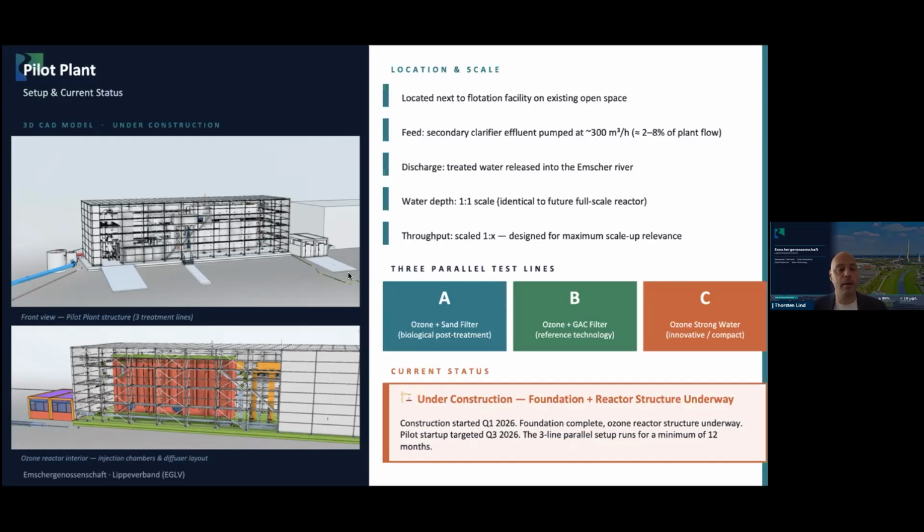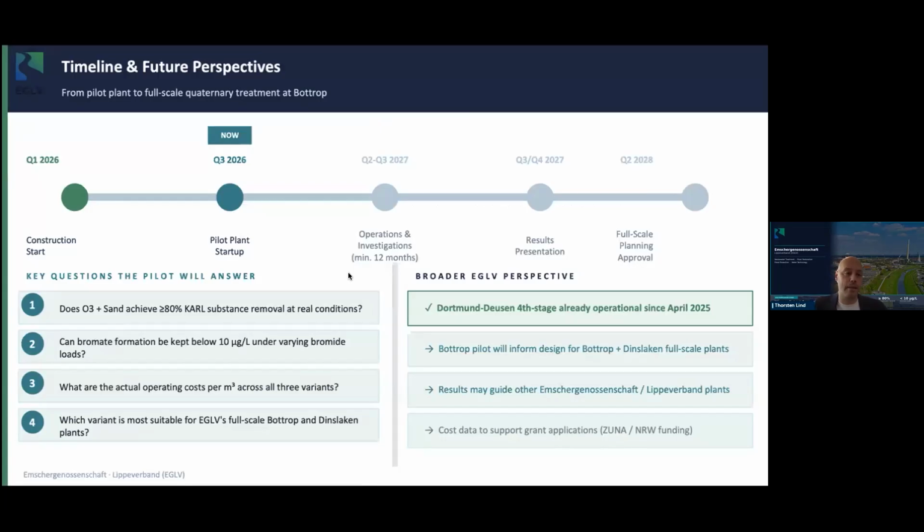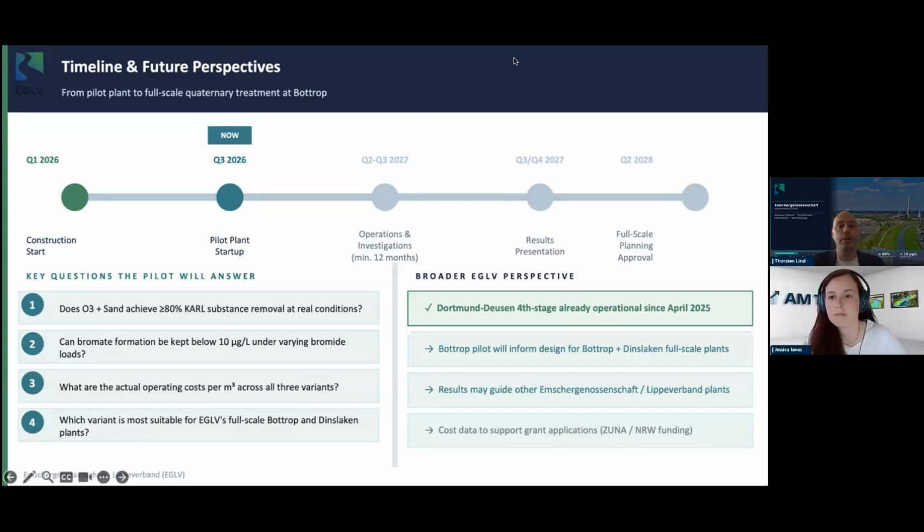And then a year after, we are going to summarize the results and present them to the authorities with the hope that they will then grant us our preferred version, ozone sand. And we will roll this out to other plants that we already have in operation. Yeah, this would be all. And I give back to Peter.